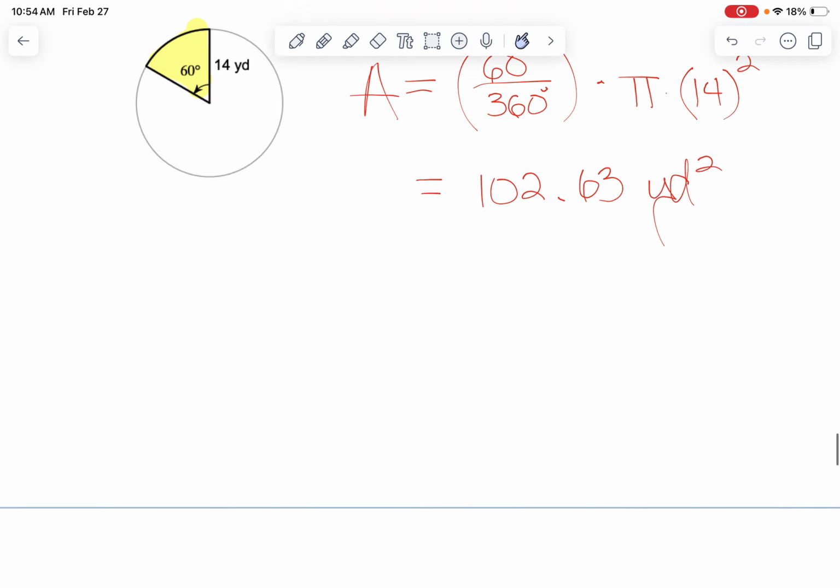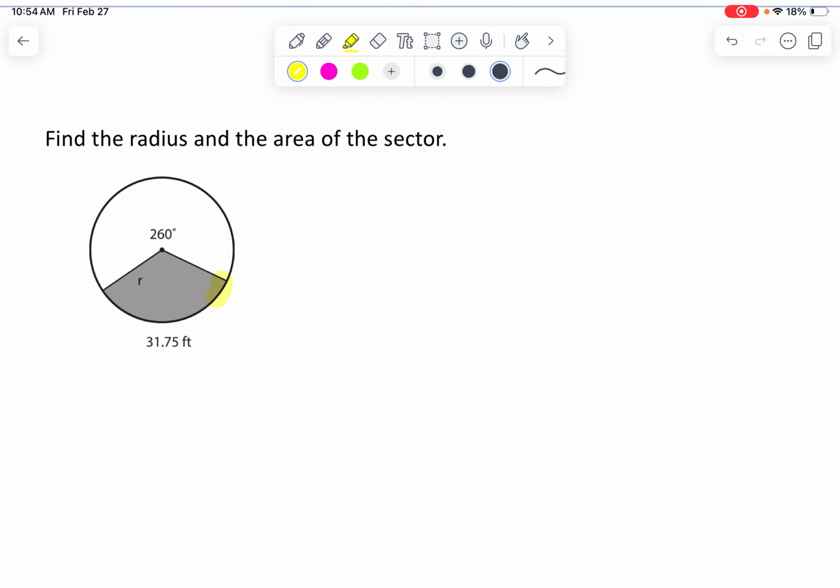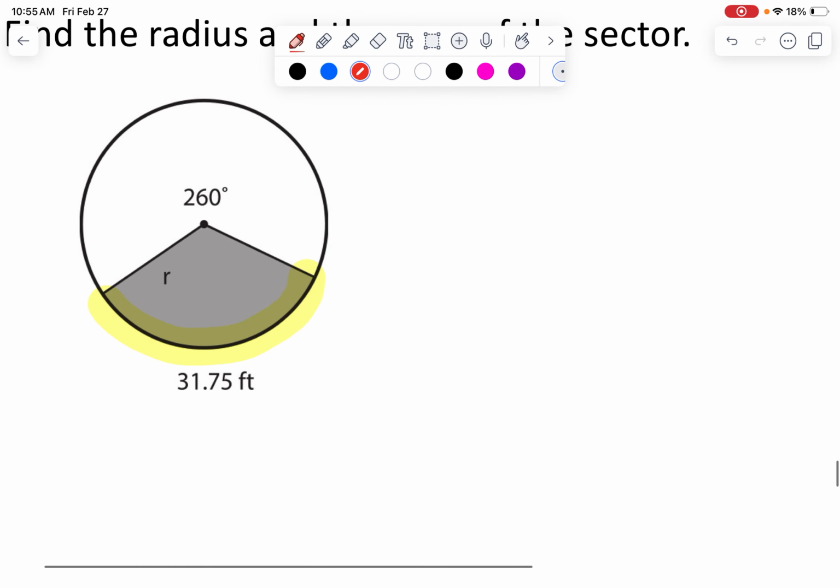Now let's try a little bit trickier problem. This one says I am going to give you the length of this arc right here. The length of the arc is 31.75. And they tell us a little bit of information on the inside, but it's not the central angle that we want. We know that all the way from here to here is 260, so that means this must be 100 degrees, right? Because it's got to add up to 360.